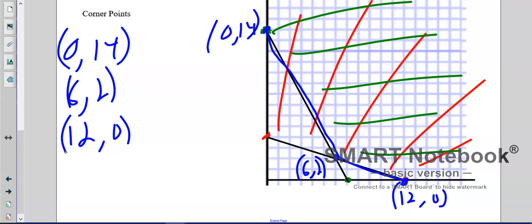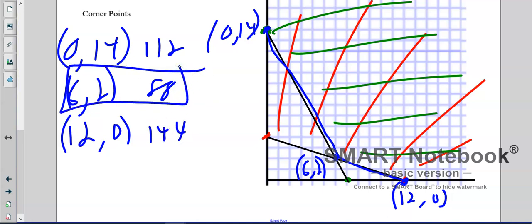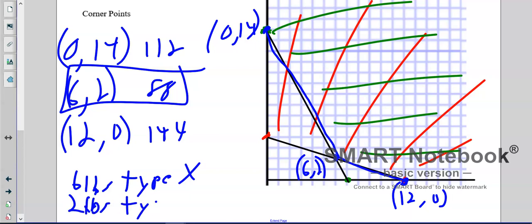If I plug those into my objective function, I get 112, 88, and 144. We're trying to minimize costs. Okay? So it's 6 and 2. So it says how many pounds of each type of food. Okay? So that's 6 pounds type X and 2 pounds type Y. And that's it.